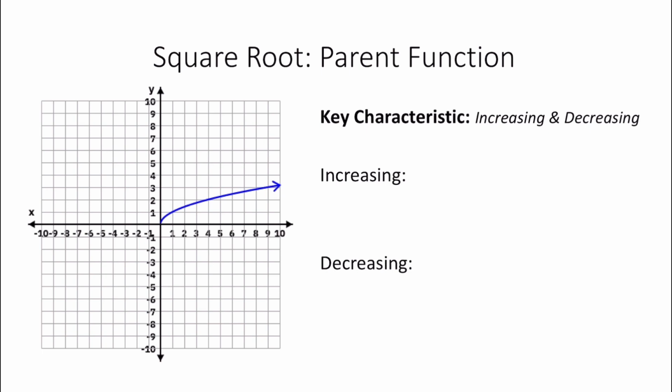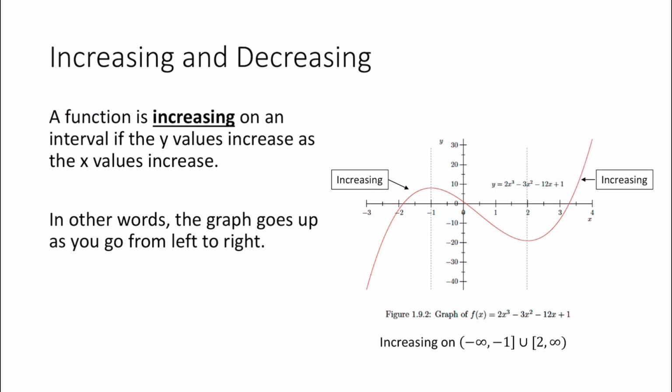So now let's talk about where this function is increasing and decreasing. To describe increasing and decreasing, what we're going to do is look at an interval of x and then study the behavior of y. A function is increasing on an interval if the y values increase as the x values increase. For example, in this function pictured here, if I look at the interval from negative infinity to negative 1, those x values going from negative infinity to negative 1, what's happening in y is that y is increasing on this interval. So we would say it's increasing on the interval from negative infinity to negative 1.